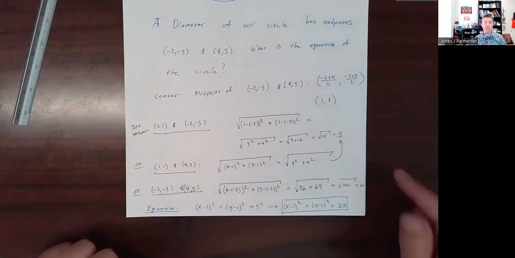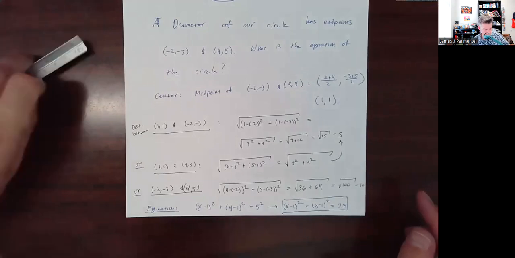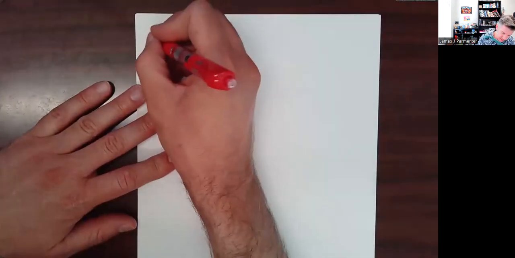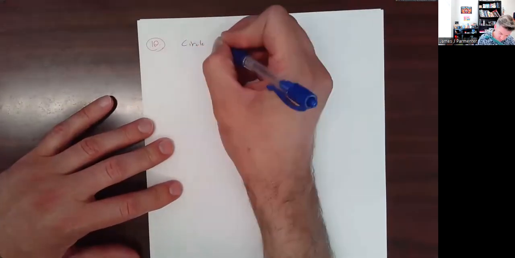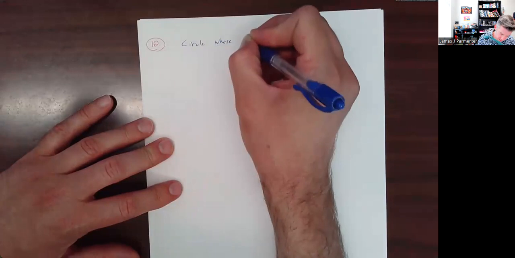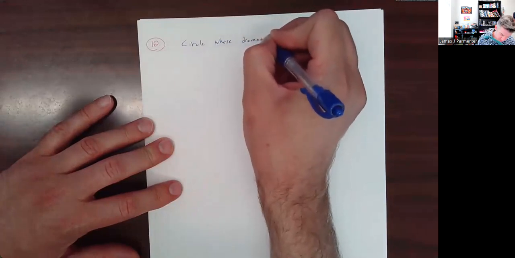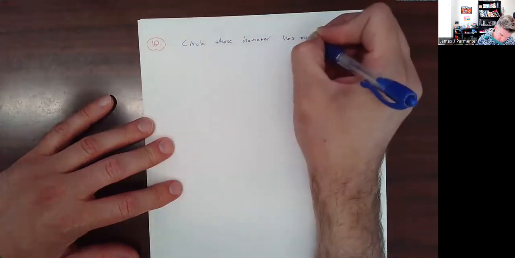Let's do one more example like this, and then that'll be it. One more example where the radius isn't quite so nice. So page 10. Same deal. We have a circle whose diameter has endpoints.